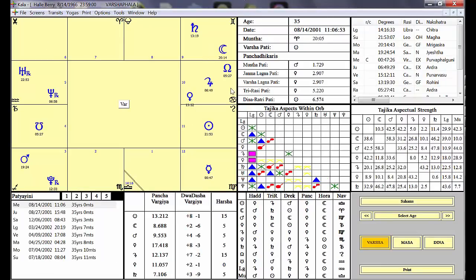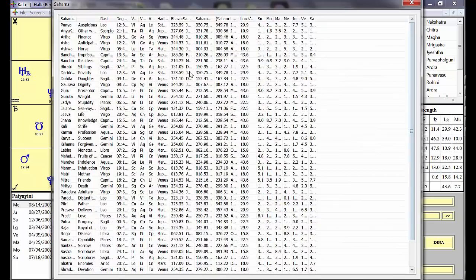This is the year Halle won the Academy Award for her performance in the film Monster's Ball. And I think she was actually the first Black woman to win an Academy Award. So it was a huge deal. And so here, let's look at the Sahams. The Punya Saham is at the very top. So it's the part of fortune, and it's in Leo at 12 degrees.